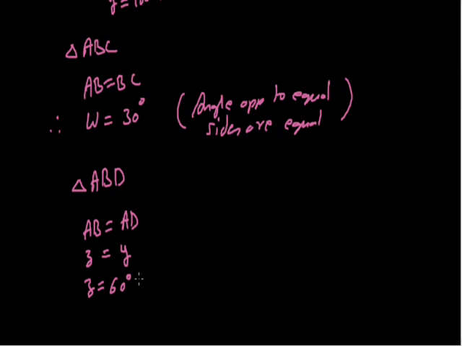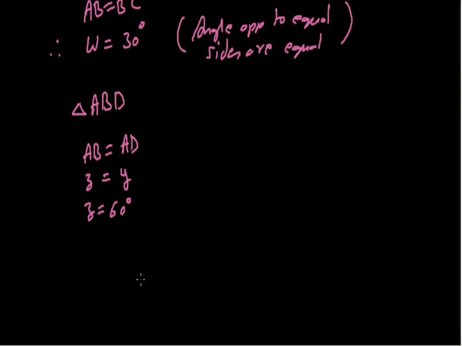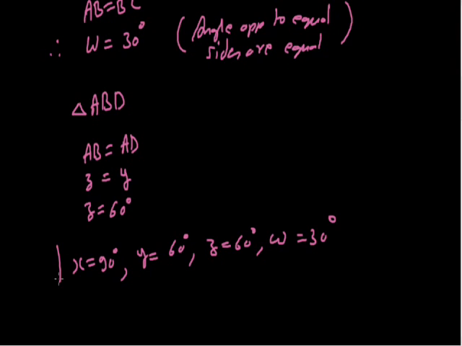So these are our answers: X equals 90 degrees, Y equals 60 degrees, Z equals 60 degrees, and W equals 30 degrees. So these are the final answers.